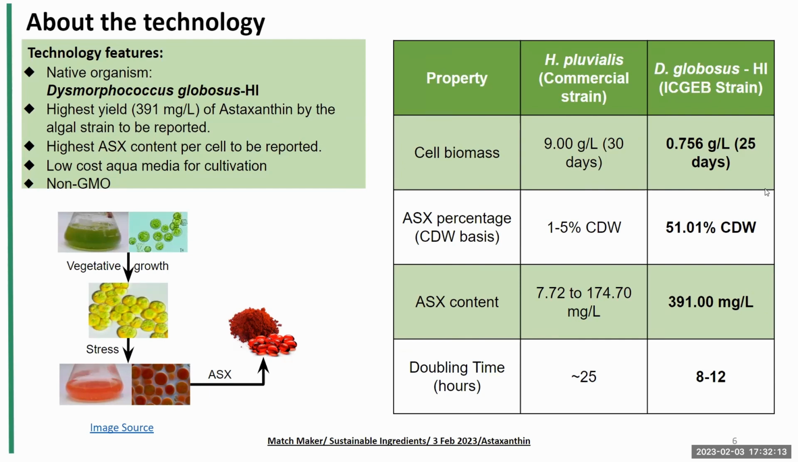If we compare with the commercial strain Haematococcus pluvialis, our strain produces less biomass, but the astaxanthin percentage on a cell dry weight basis is 51% of cell dry weight. The astaxanthin content is 391 milligram per liter compared to 7 to 174 milligram per liter for Haematococcus. Moreover, our strain divides very fast. It takes only 8 to 12 hours doubling time, whereas Haematococcus takes around 25 hours, so it takes a long time to cultivate to get this astaxanthin. The next, please.